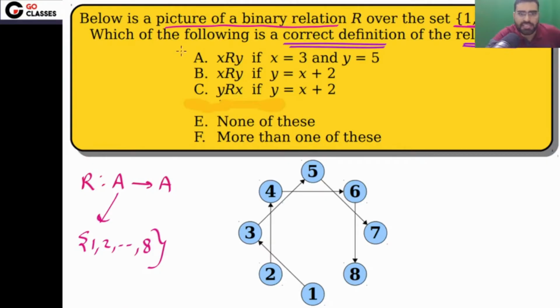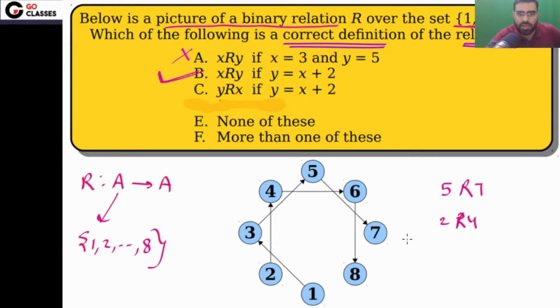So you can easily see this is not a correct definition, because this is saying that X is related to Y if X is equal to 3 and Y equal to 5. This is definitely not correct, because you can easily see that here 5 is related to 7. You can notice 2 is related to 4. So definitely this is not correct. Now the next is saying that X is related to Y if Y is equal to X plus 2. So yes, that is correct.